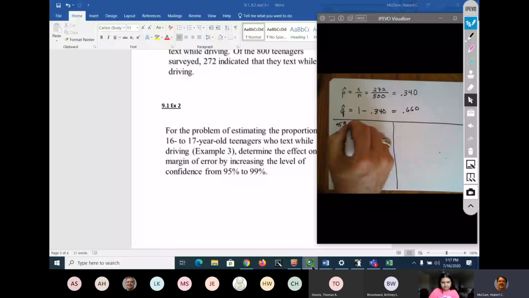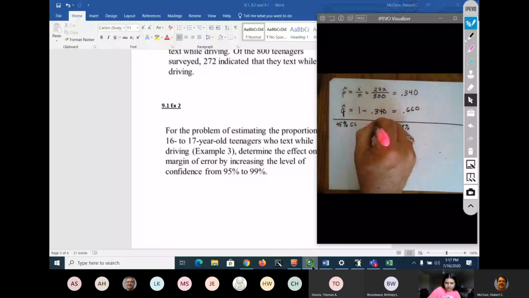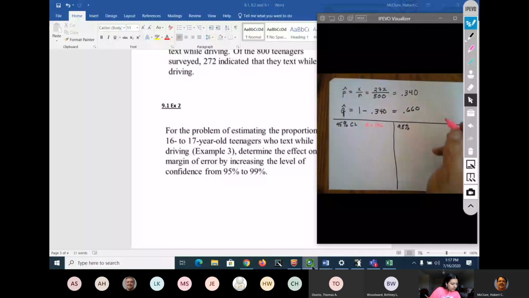And one at 98%. Now, since you've got your handy dandy index card, somebody tell me what the z-score is for 95%. 1.96. And somebody give me the z-score for 98%. 2.326. And that's exactly what you would write down while you're doing this problem. You look over, because the confidence level dictates everything in chapter 9. Confidence level tells you what to do.